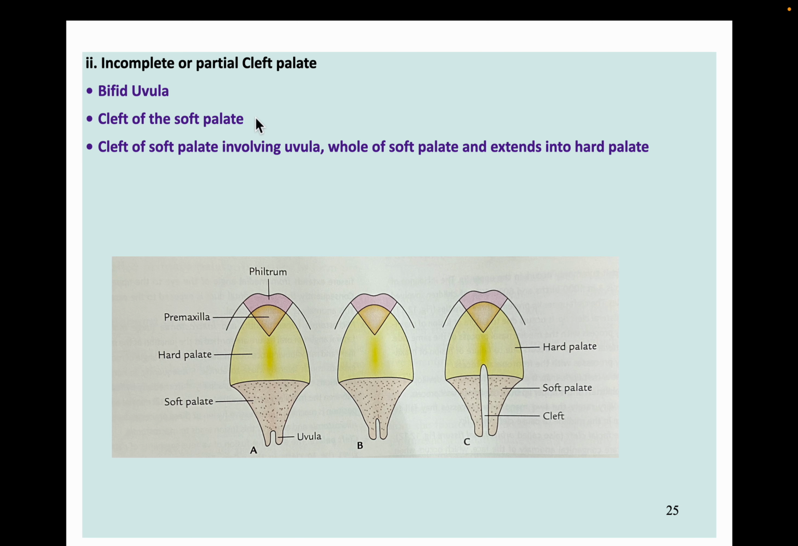In incomplete or partial cleft palate, if it is confined to the uvula only, we call it bifid uvula. This cleft may extend some distance into the soft palate, or it may extend up to the hard palate. So these are the incomplete or partial cleft palate.